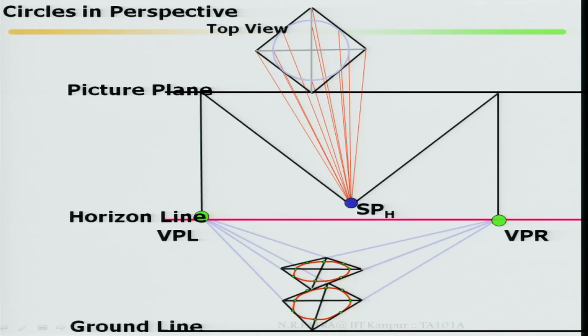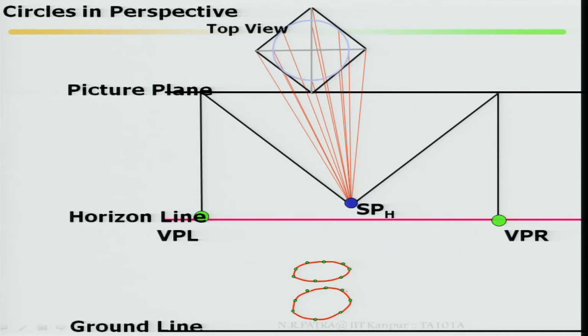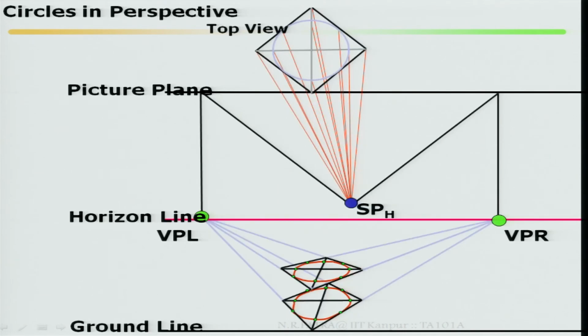This is a typical case, one of the examples I want to explain. Circles in perspective: if you look here, the ground line is there, the horizontal line and horizon line, picture plane, there is a rhombus, station point, vanishing point left as well as vanishing point right. Now, look at this case. What is the difference with this case?